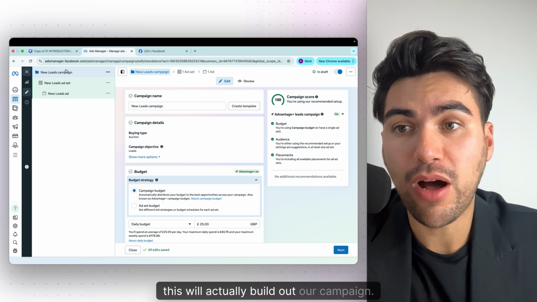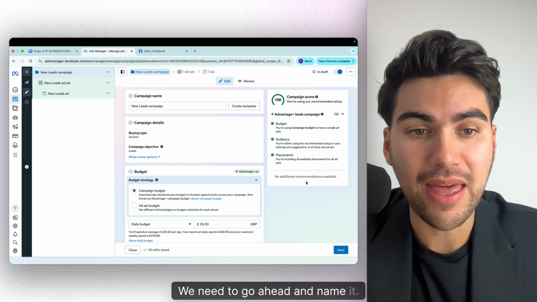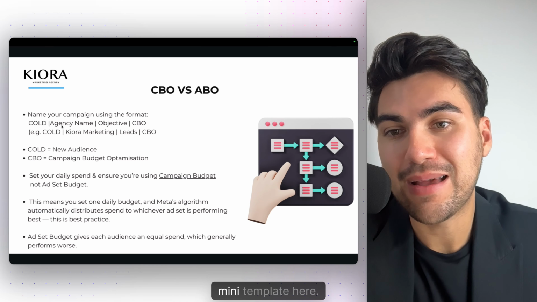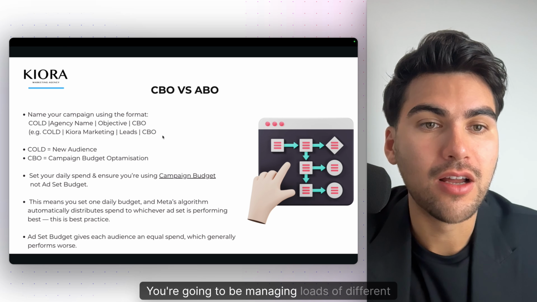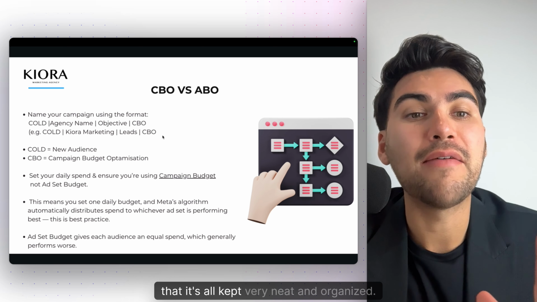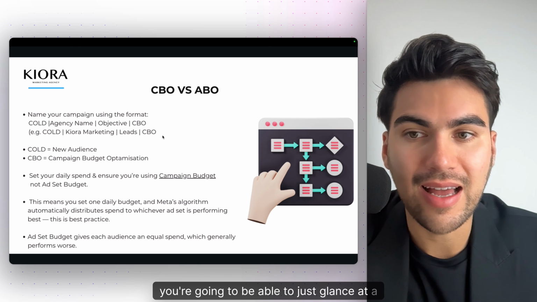This will actually build out our campaign. This is what it looks like on the left. At the top, we need to go ahead and name it. In terms of how I want you to name the campaign, I've just written out for you a mini template here. Obviously, the goal here is to be taking on loads of clients, so you're going to be managing loads of different campaigns. So it's very, very important that it's all kept very neat and organized. So if you follow a structure, you're going to be able to just glance at a campaign and know what it is.